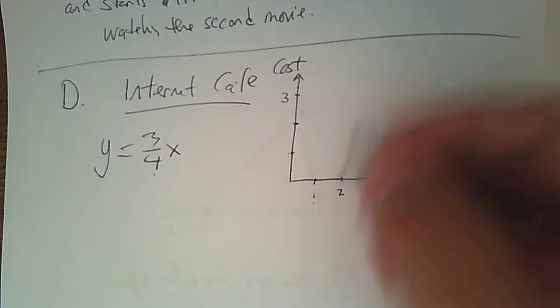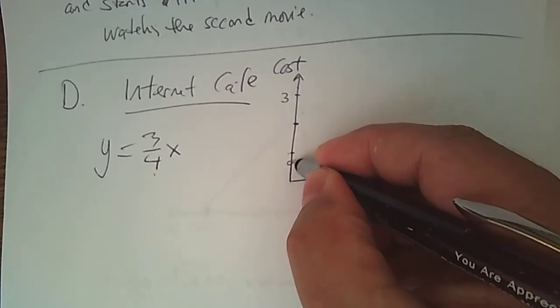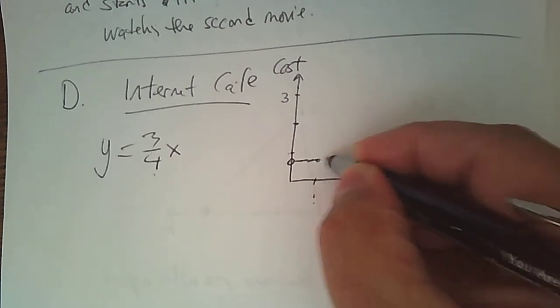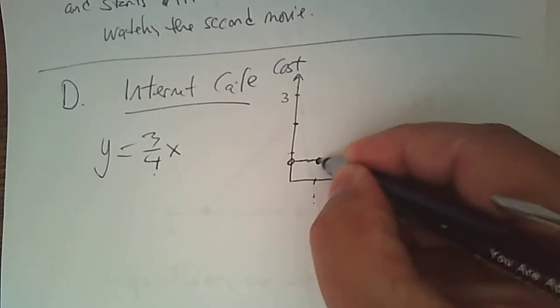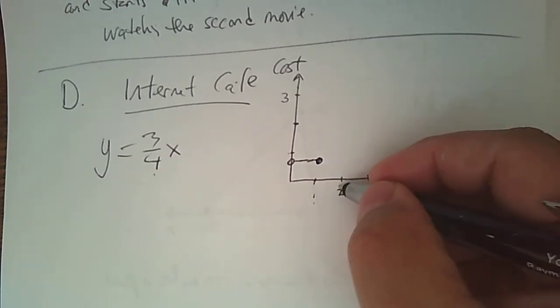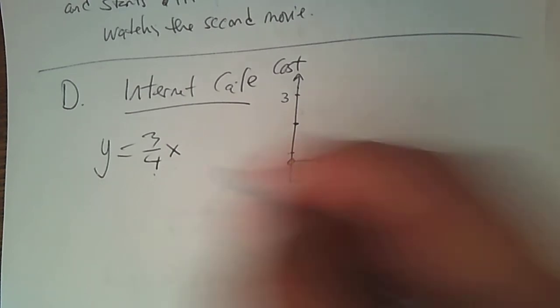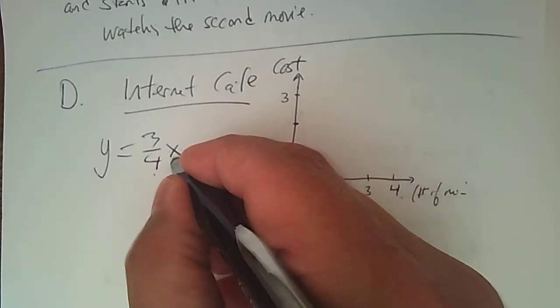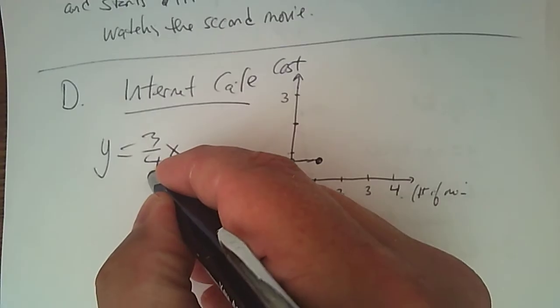Plug it in, 3/4. Now, for my understanding, there'd be a hole here, but all the way up to 1 minute would be 75 cents. Then when it goes up to after 1 minute, you plug in 2. Now 2 goes into 4 evenly.